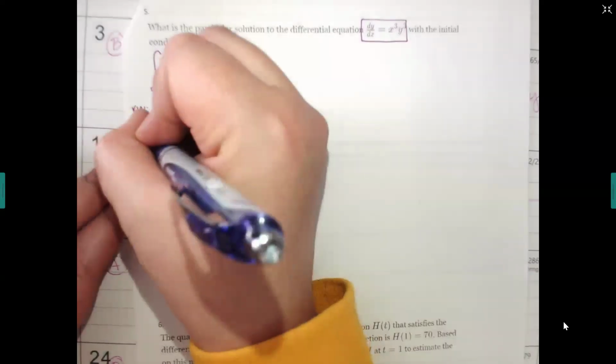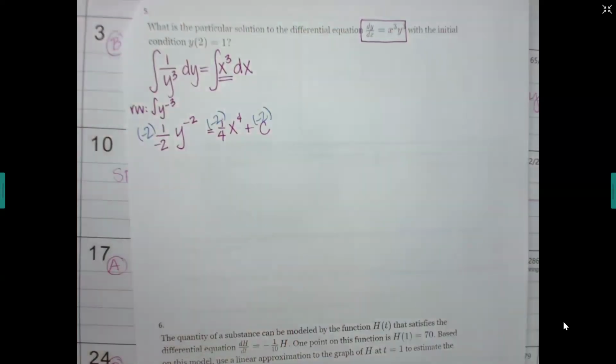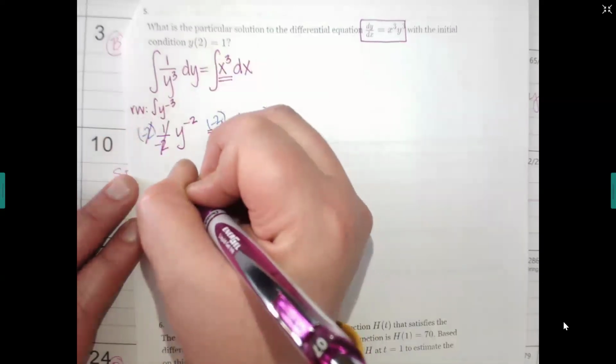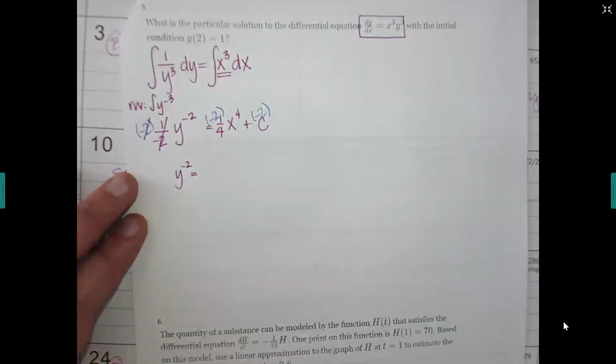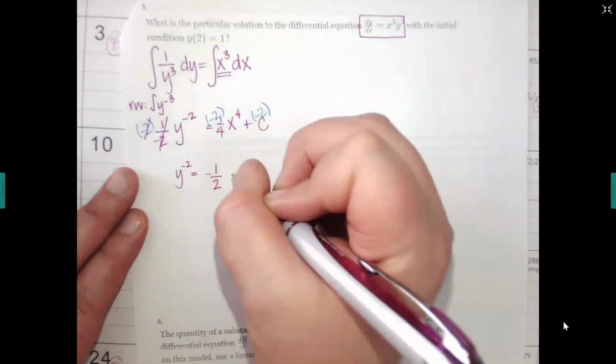Now, my goal is to get this y by itself. So how can I undo a divided by -2? How can I cancel that out? Multiply by -2 all the way across. Remember that technically you are multiplying by the c, but since you don't know what it is, we're not going to keep track of that. So my -2 multiply, -2 divider gone. I have y to the -2 equals. What is -2 times a 4th? 1/2, yeah. And then x to the 4th plus c.